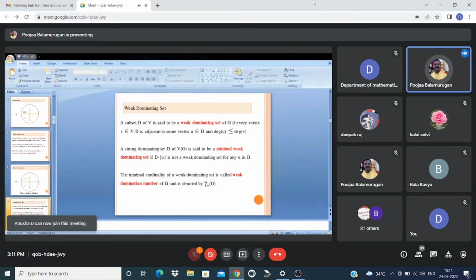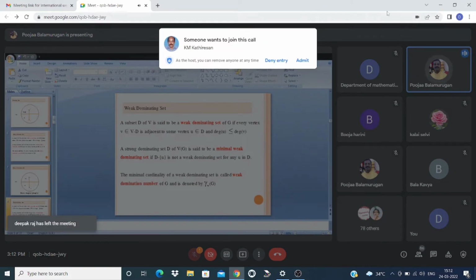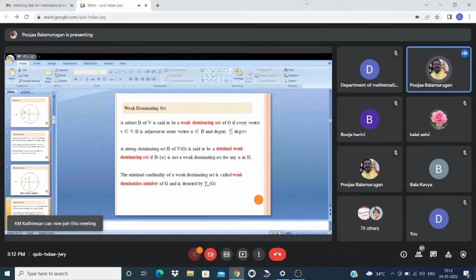So here we discuss the weak dominating set. A subset D of V is said to be a weak dominating set of G if for every vertex V in V minus D there exists some point U in D such that U and V are adjacent and degree of U is less than or equal to degree of V. Strong dominating means degree of U greater than or equal to degree of V. Weak dominating set means degree of U less than or equal to degree of V. The minimal cardinality of a weak dominating set is called the weak domination number of G, and it is denoted by gamma W of G, right?